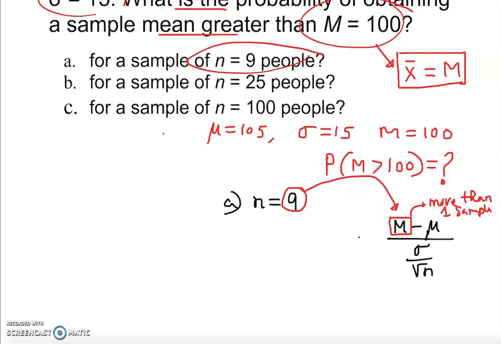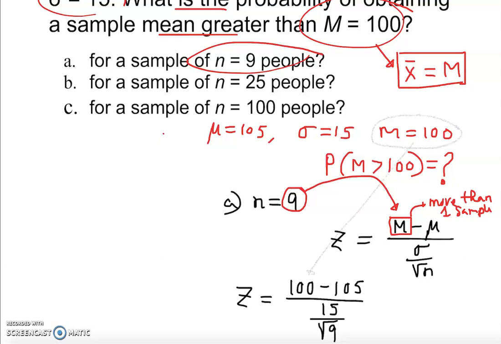Okay, so z, of course, is the z-score. The z-score is equal to the sample mean, in this case 100, minus the population mean 105, over 15 over the square root of 9. Do you know what all this is about? That's the sample mean, that's the population mean, that's the standard deviation, and of course that's the n.